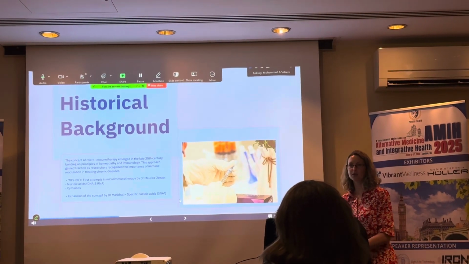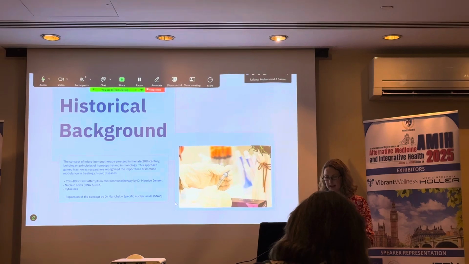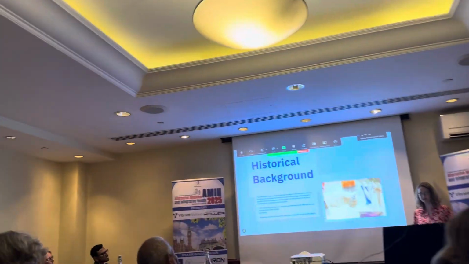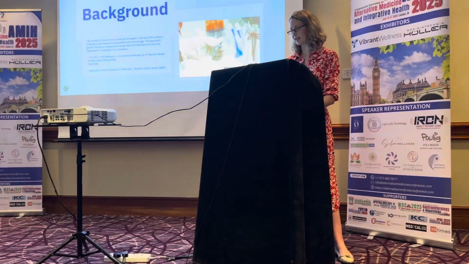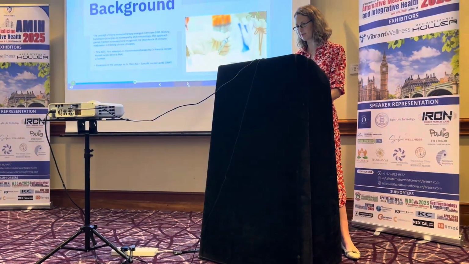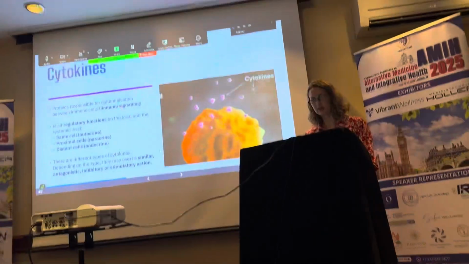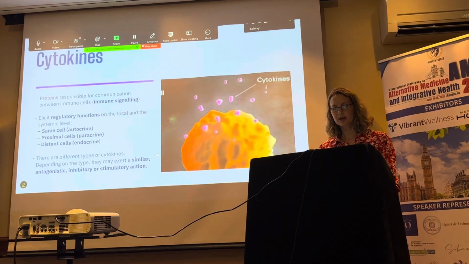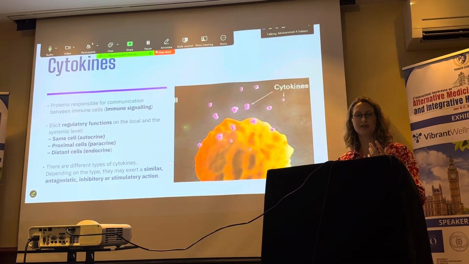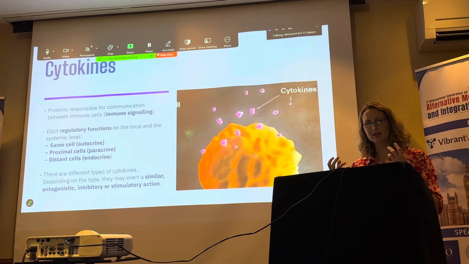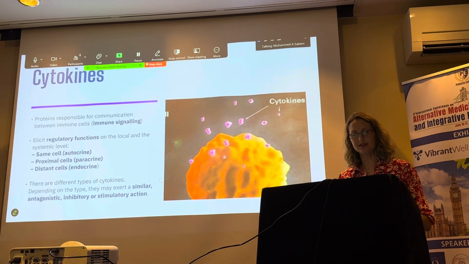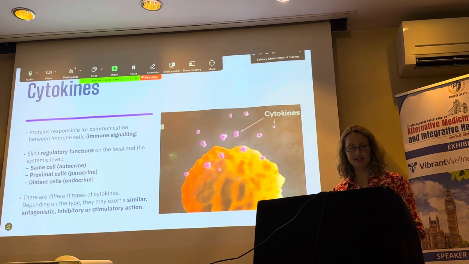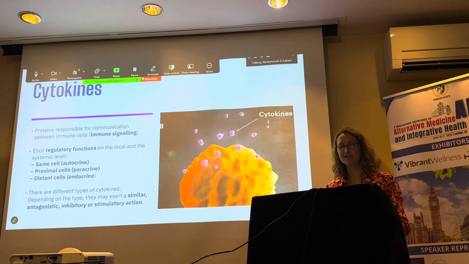The work up to this has actually been many decades. In the 70s and 80s, this is when they first started the first attempts at microimmunotherapy, using nucleic acids and cytokines, but then this got expanded using specific nucleic acids, as we'll see in a moment. So cytokines are there for immune signaling. They're proteins that do the communication between immune cells, and they elicit regulatory functions both on the local and the systemic level. There are different types of cytokines which can have different actions.